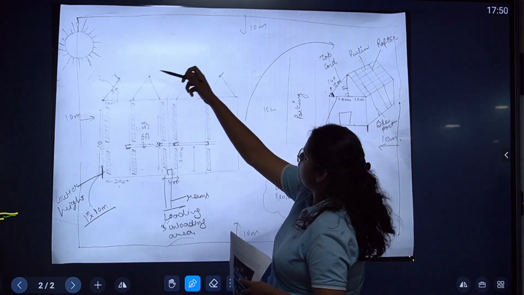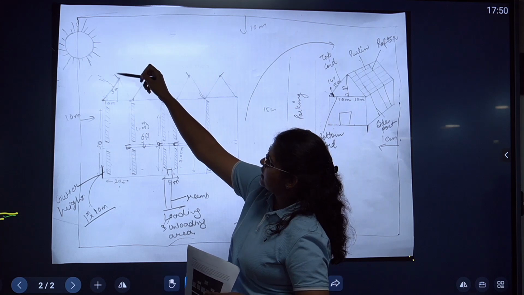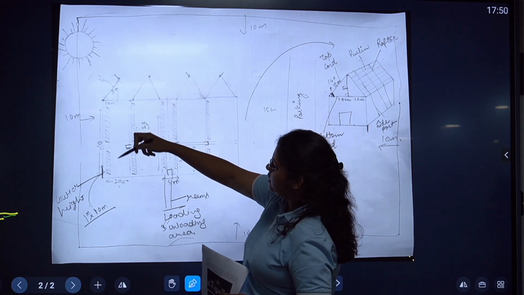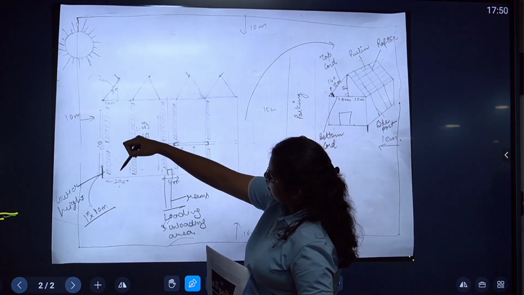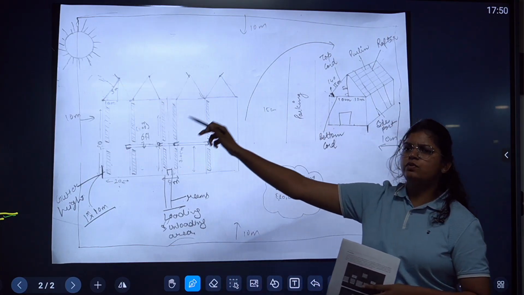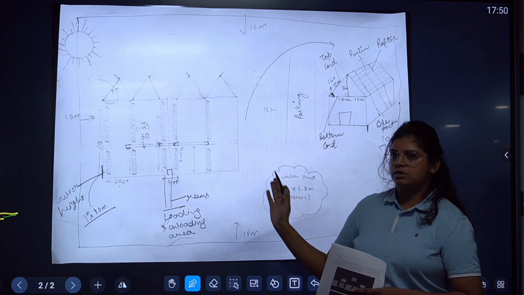And in this image, we can also see that this is the 60-degree angle. There is the ridge vent, and there are windows for natural ventilation. These windows are about 1 meter by 10 meters. Two windows are located in each greenhouse.